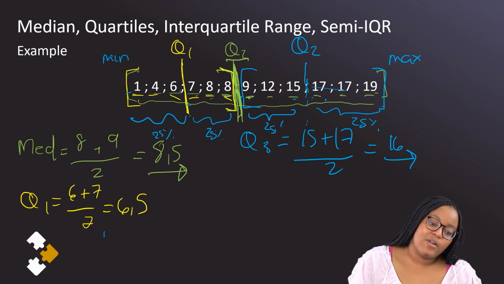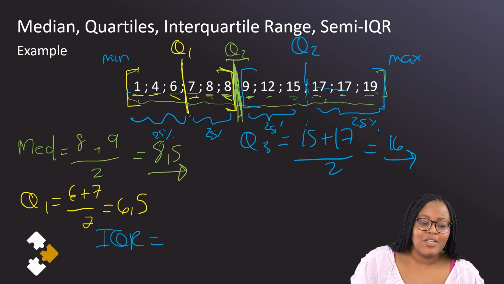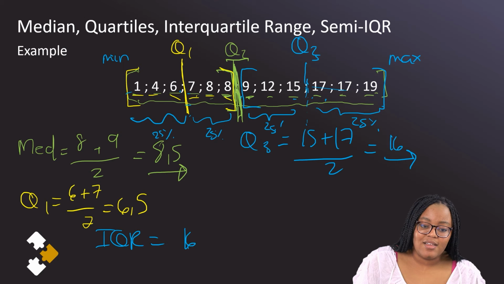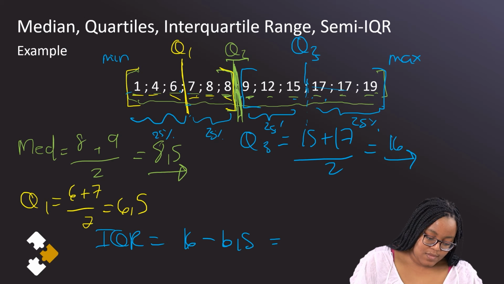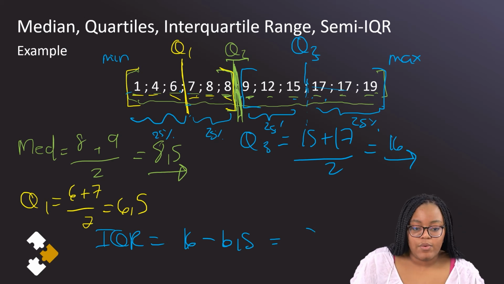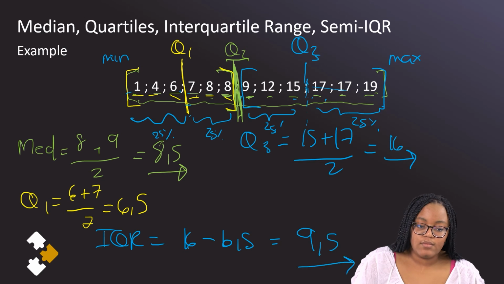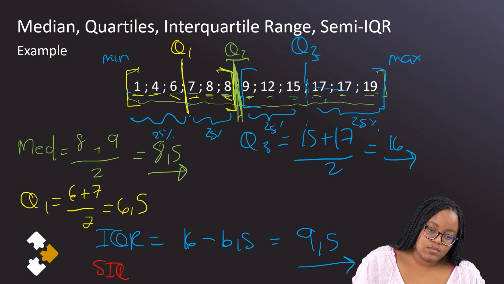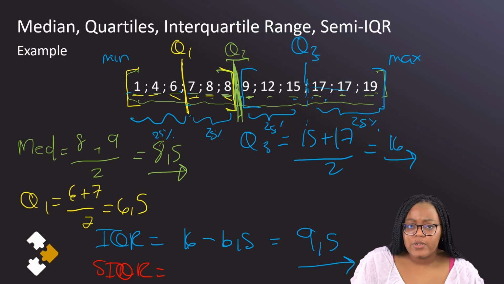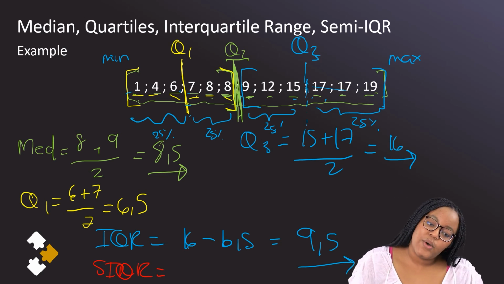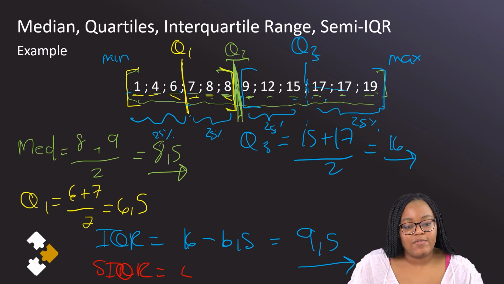If we're trying to find the interquartile range of this data, interquartile range is just the difference between the value of our upper quartile and the value of our lower quartile. So that is just 16 minus 6.5. And that will give you a value of 9.5. Our semi-interquartile range is just half of our interquartile range. Think semi is half. So we are going to divide that 9.5 by 2 to get an answer of 4.75.